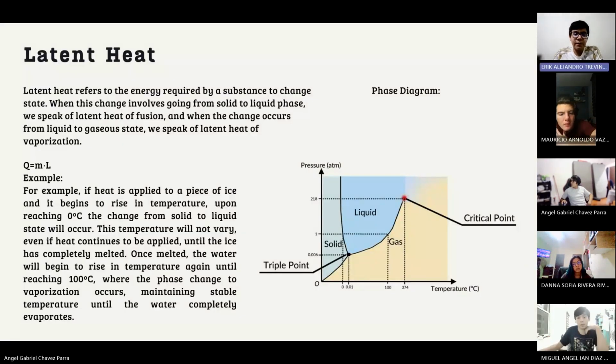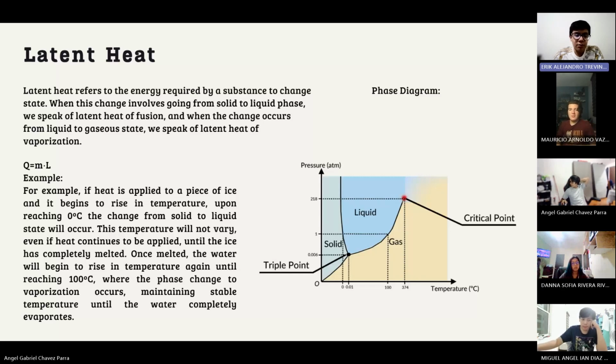Latent heat refers to the energy required by a substance to change state. When the change goes from solid to liquid phase, we speak of latent heat of fusion. And when the change occurs from liquid to gaseous state, we speak of latent heat of vaporization, where Q equals m times L.